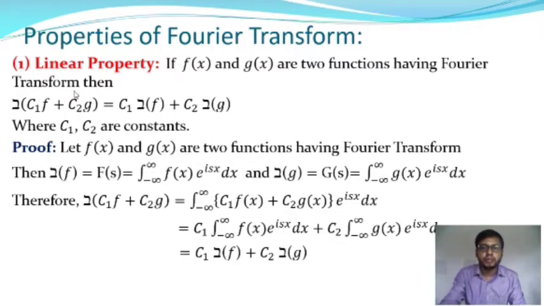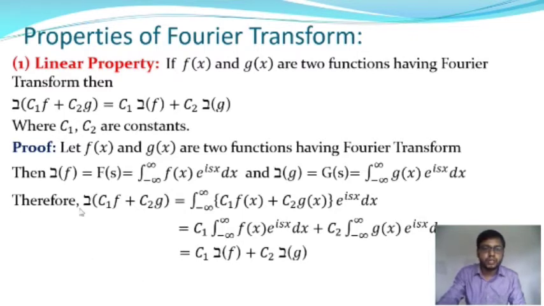So the first property is the linear property. If f of x and g of x are two functions having Fourier transformations, both integrable as well as differentiable, then the Fourier transform of c1 f plus c2 g, where c1 and c2 are constants, is equal to c1 times the Fourier transform of f plus c2 times the Fourier transform of g. This is the linear property of Fourier transformation, where c1 and c2 are constants.